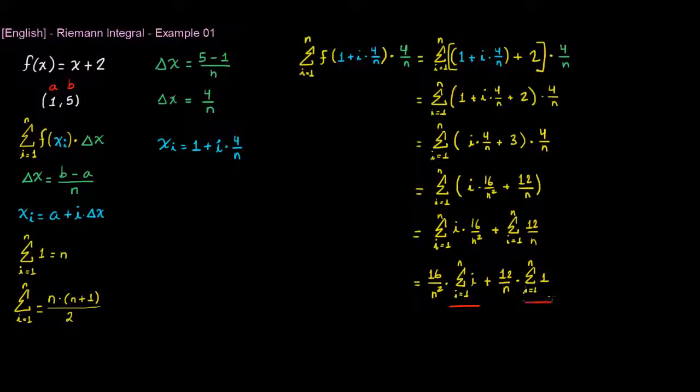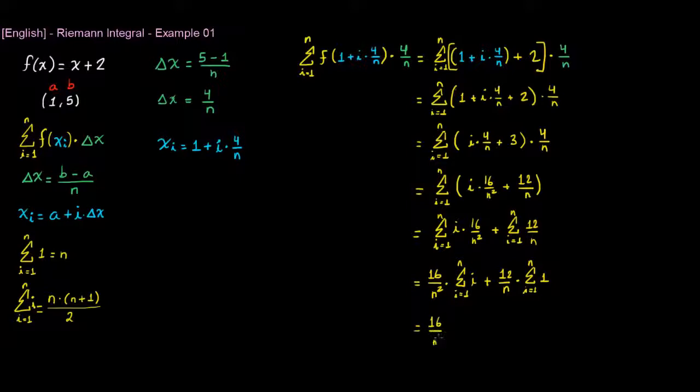This one and this one are well-known formulas. The summation of i is equal to this one. I'm sorry, here I forgot to write this; it should be i over here. There it is. The summation of i is equal to this formula, and the summation of 1 is equal to this other formula. So we can just substitute. I'm going to do that in the next step.